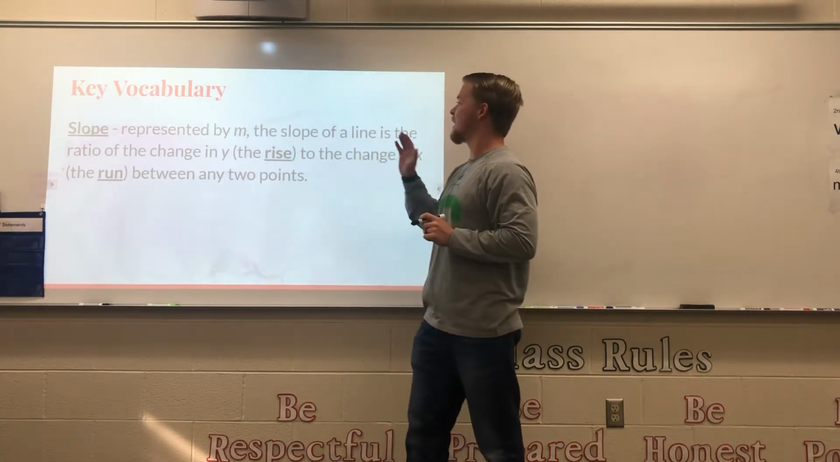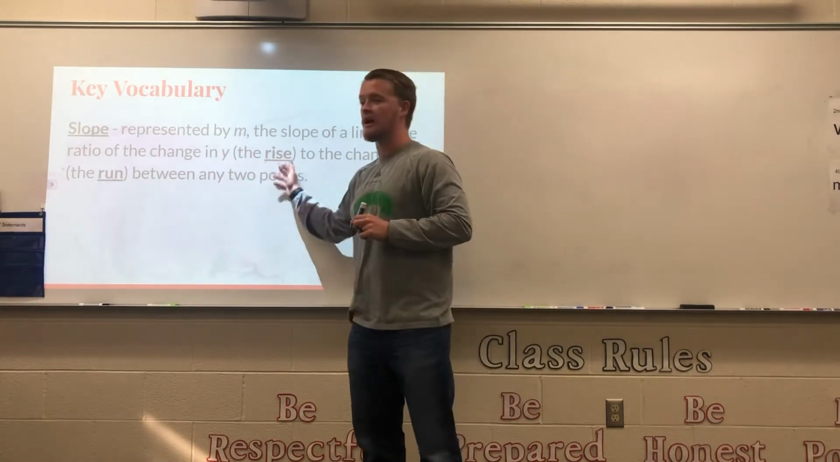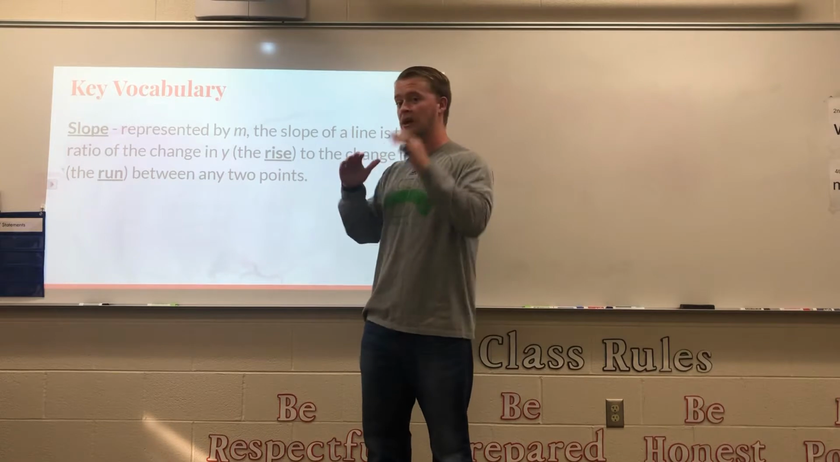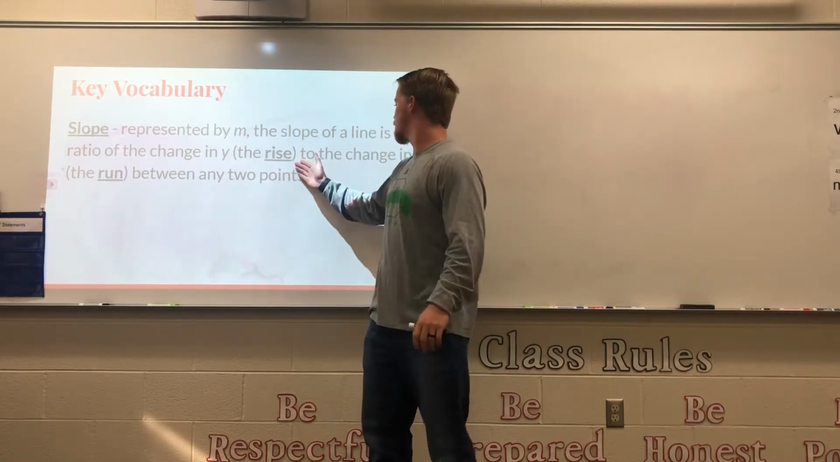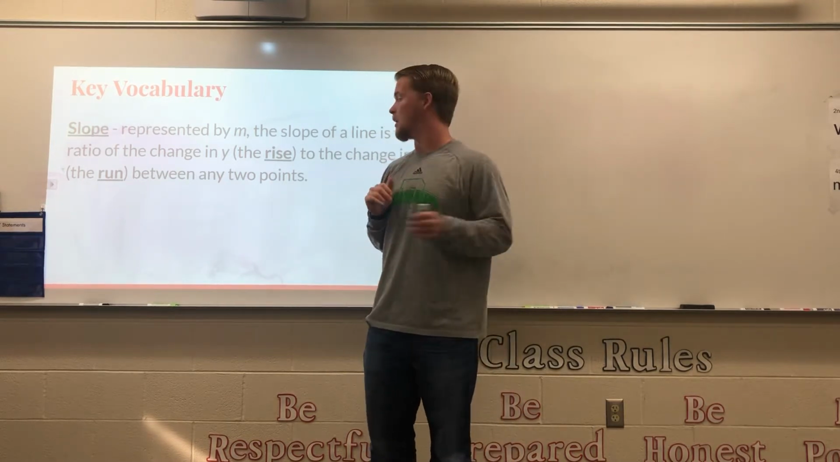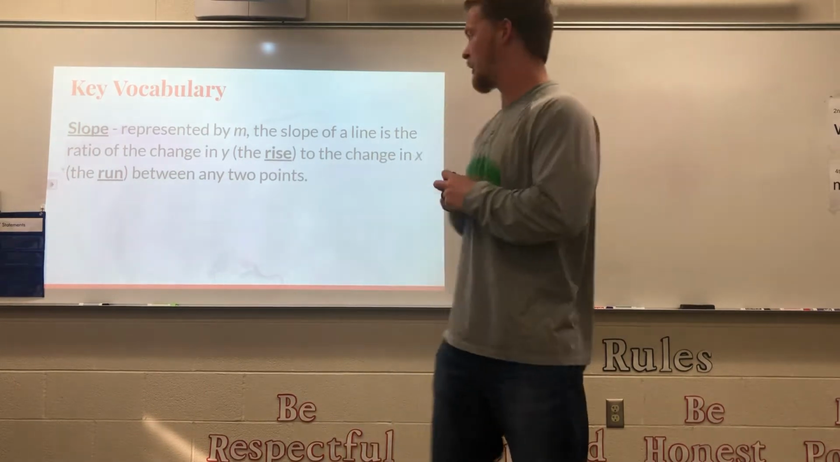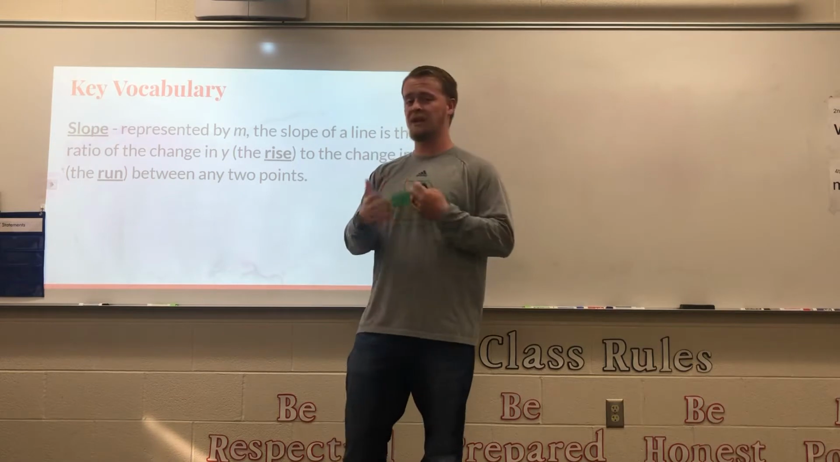The slope of a line is the ratio of the change in y, which is your rise on a coordinate grid, which we'll talk about. So it's your rise or drop, same thing. So rise to the change in x, which is your run, between any 2 points. So again, that's very important to understand. First of all, these are written in fraction form.